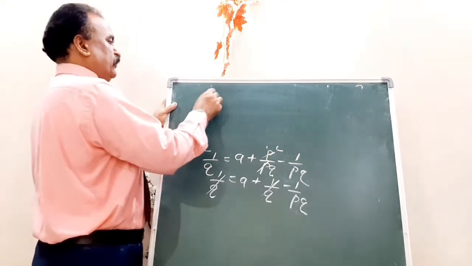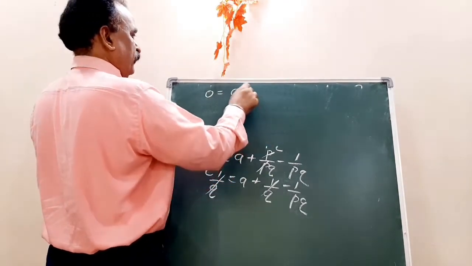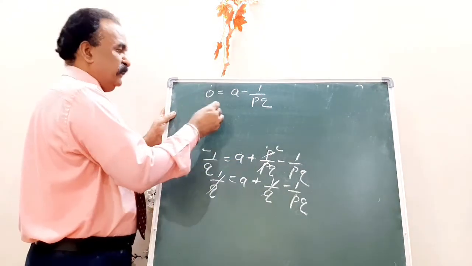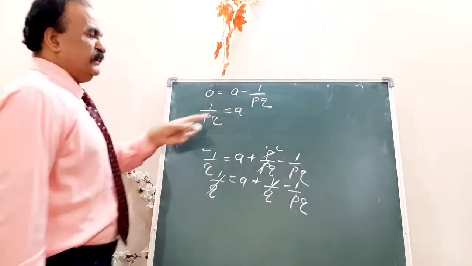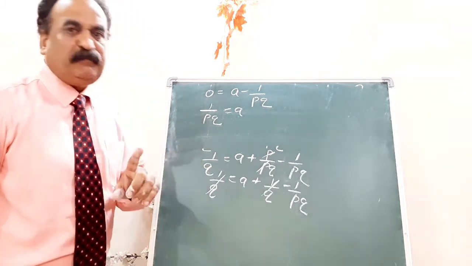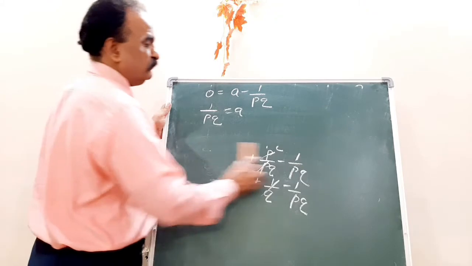It means 0 is equal to a minus 1 upon pq. Transfer minus 1 upon pq this side. So 1 upon pq is equal to a. It means the first term is also 1 upon pq and the common difference is also 1 upon pq. Now you have to find the pqth term. Let us see how.